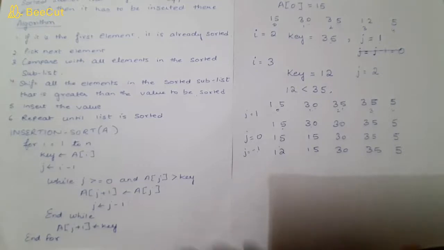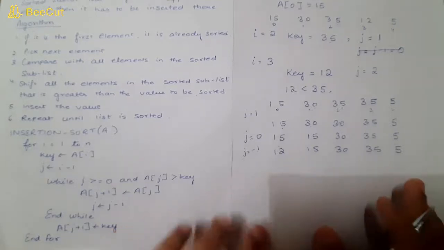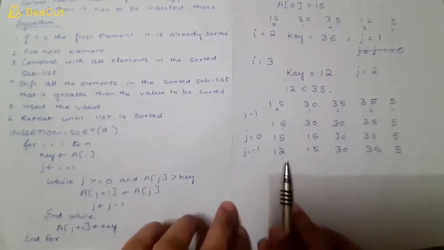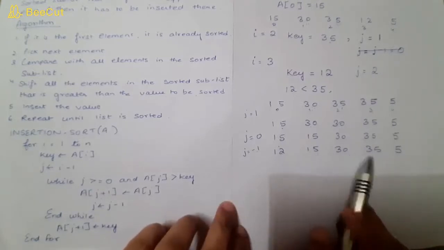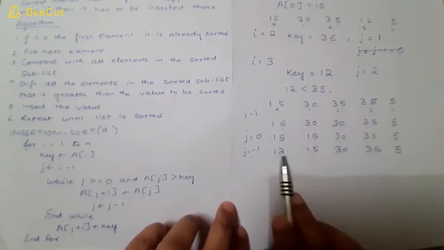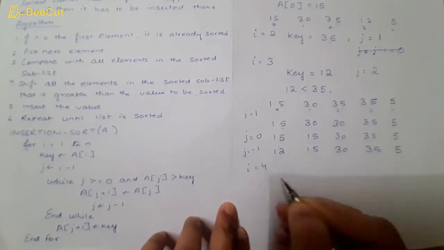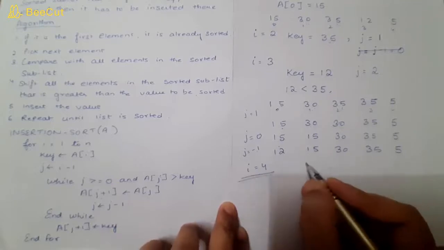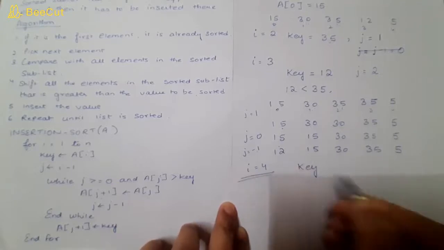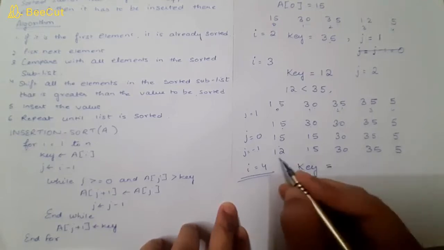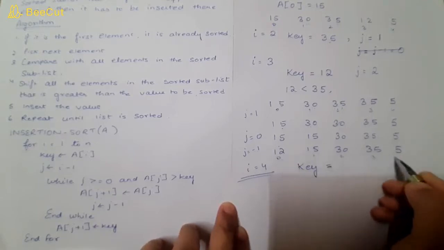Okay. So now this iteration is finished. Now you can see that 12, 15, 30, 35 till here you are having sorted list. Again we will start with i equals to 4. So for i equals to 4, key will be a of i, a of 4. What is a of 4? 5.